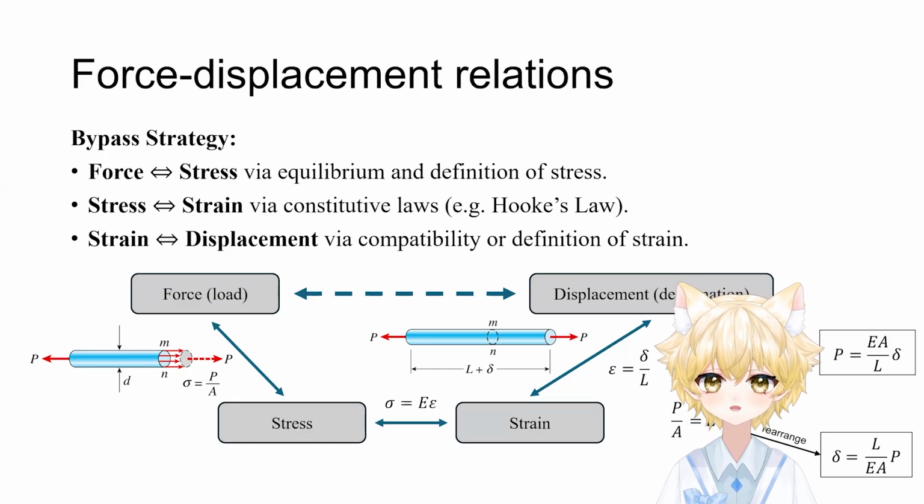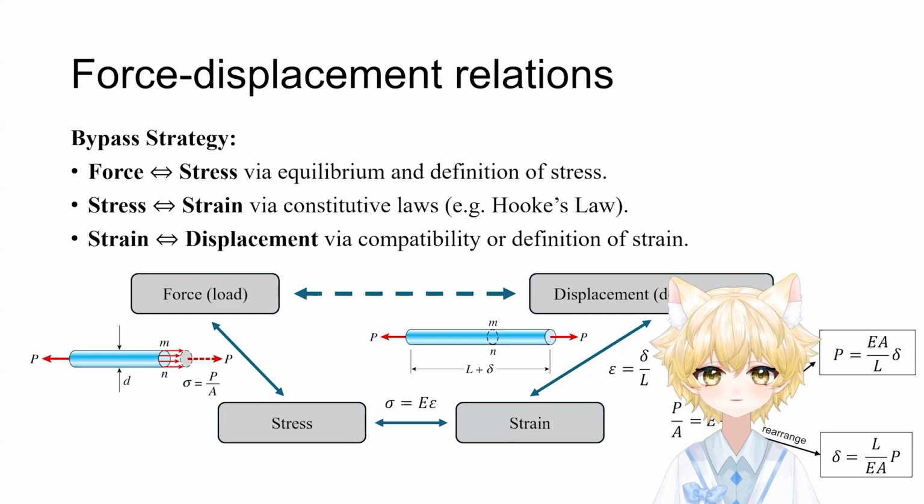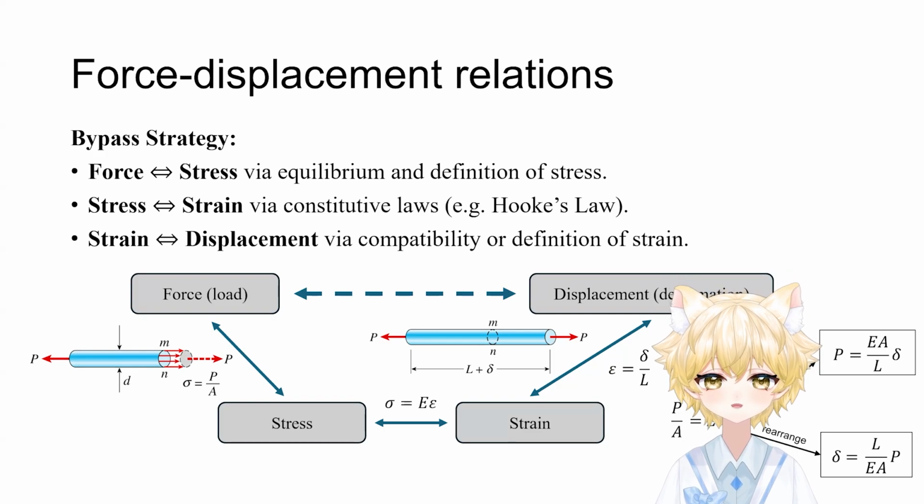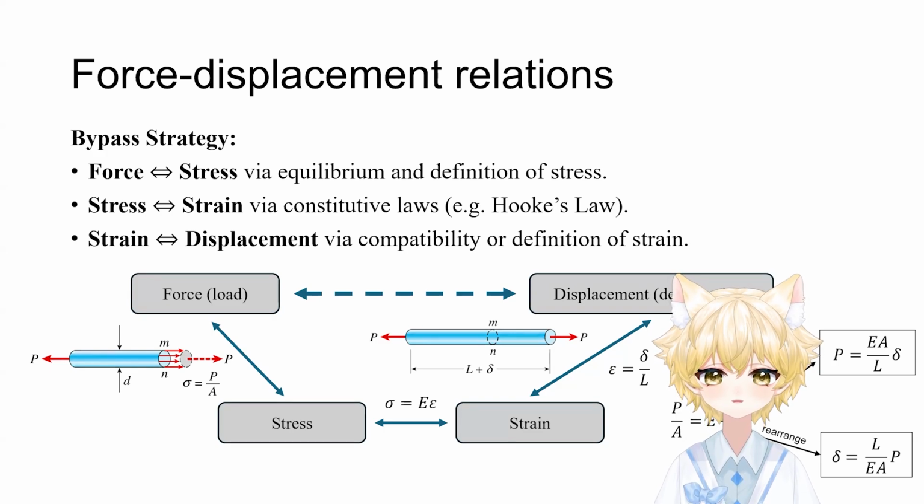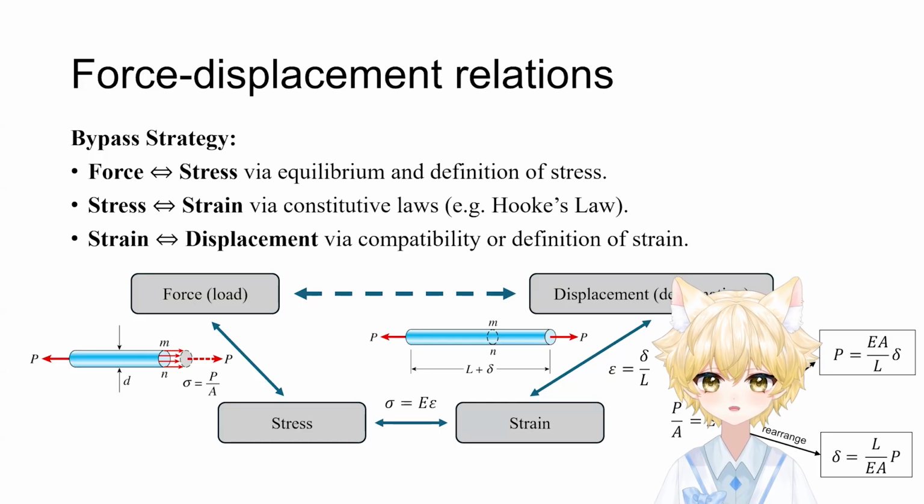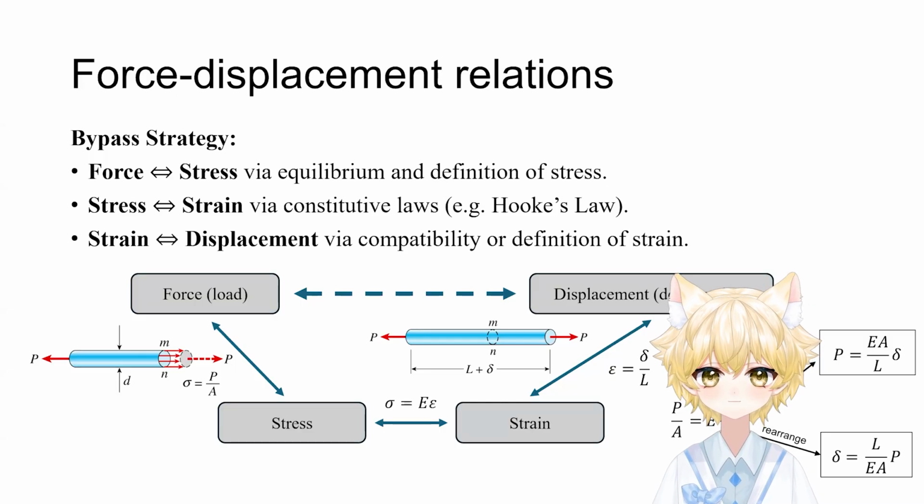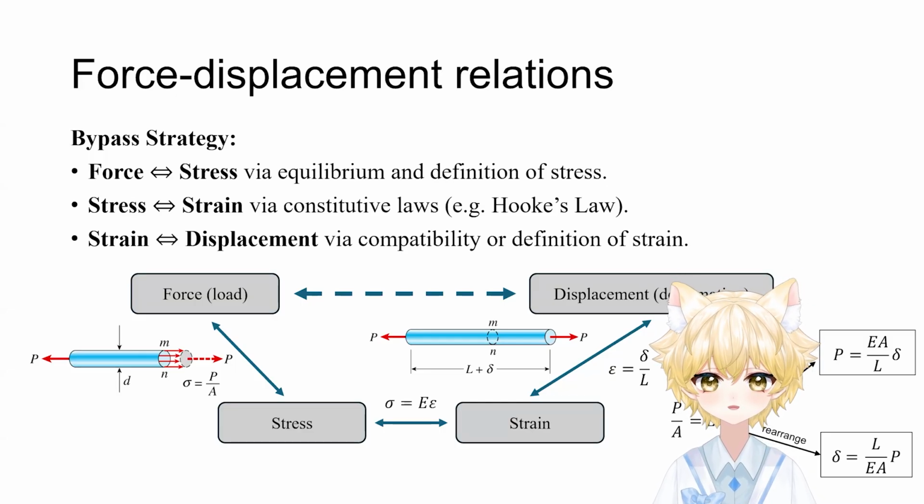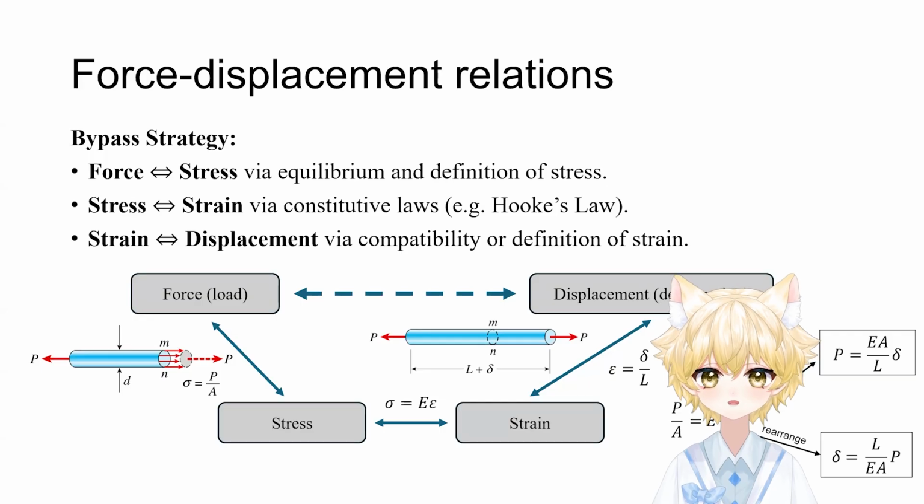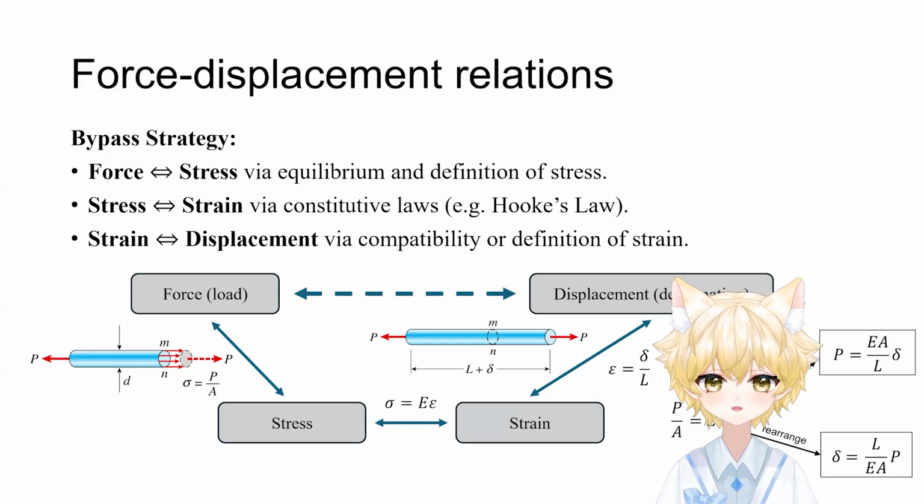Step 3 is strain to displacement. Well, finally, we use geometry, right? We know strain is the change in length per unit length. So we're using epsilon equals delta over L to relate the strain with the real displacement, delta, the change in length. Now look at what happens when we combine these three equations.